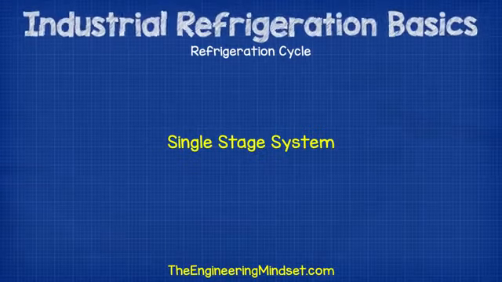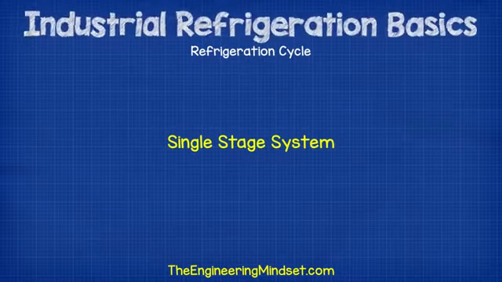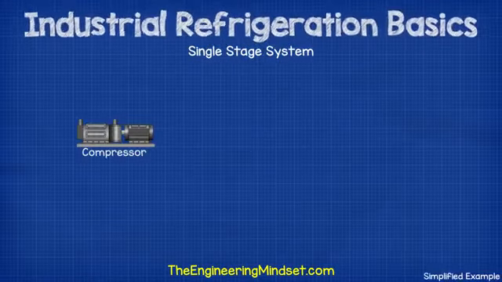Single stage. This is the simplest ammonia industrial refrigeration system other than a direct expansion type, so we're going to start here. We start off with the compressor.